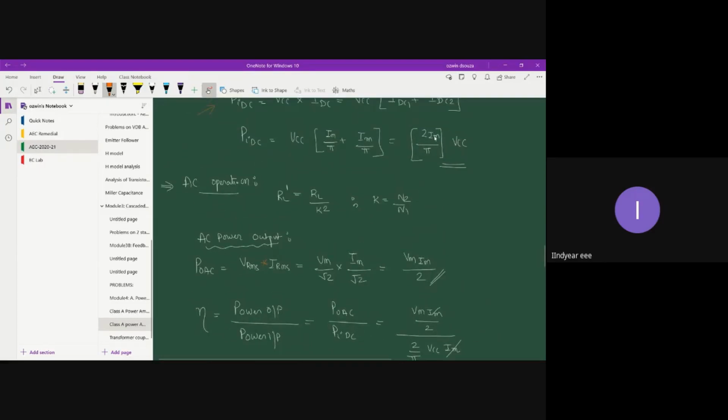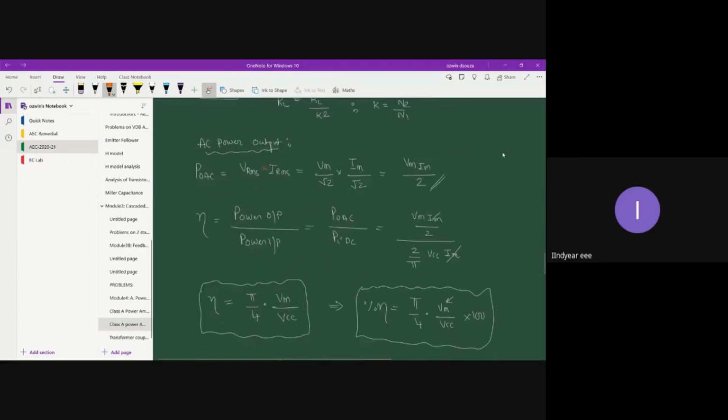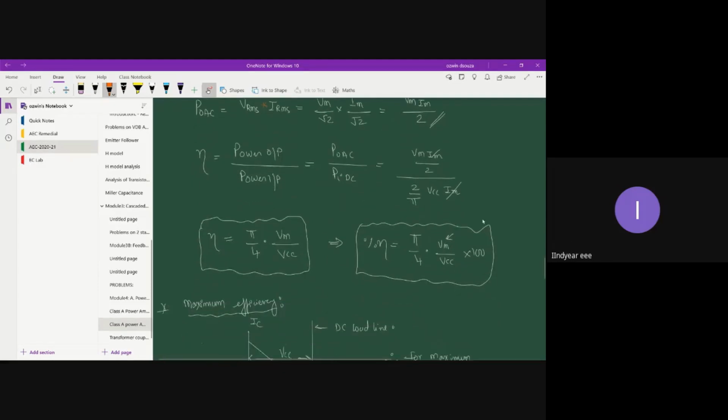So simplify further. You can see that Im gets cancelled. And anyhow, this 2 will come to the denominator, and therefore you will have your efficiency expression as pi by 4 into Vm divided by VCC. Okay, so this is the expression for class B operation. And remember, this particular expression holds good for both the types of class B power amplifier circuits, that is push-pull power amplifier as well as complementary symmetry power amplifier circuit.